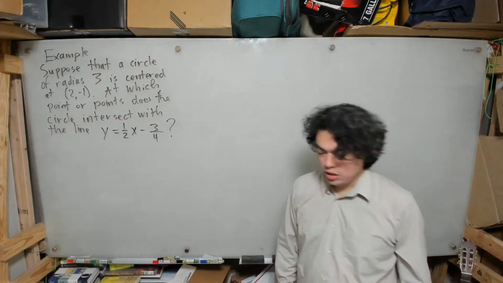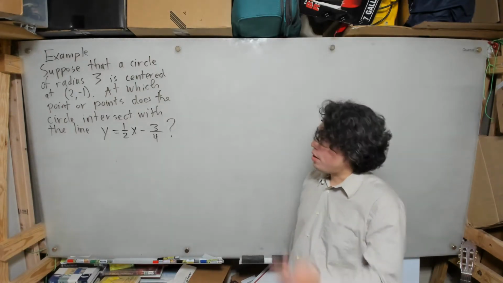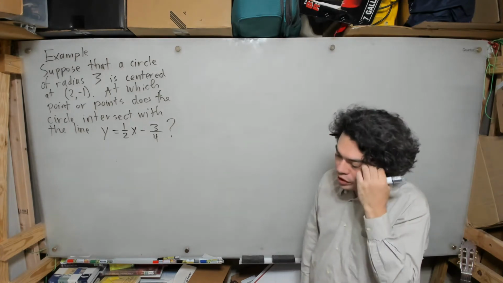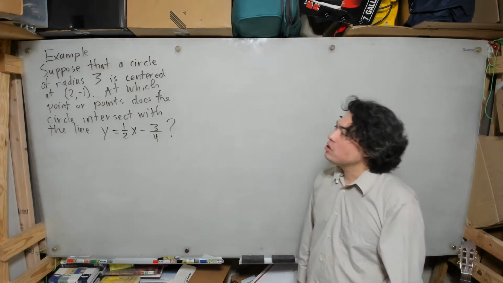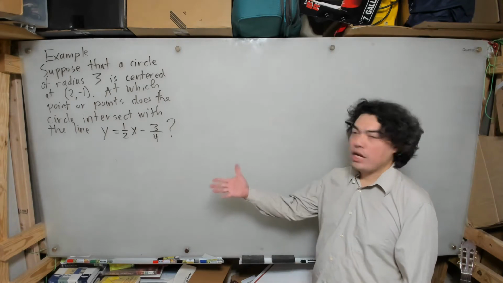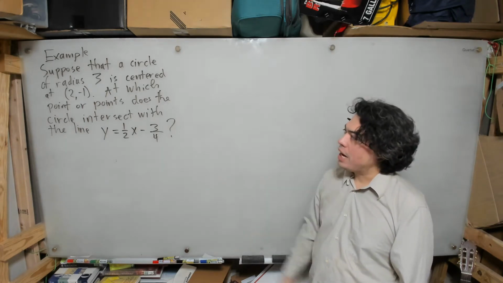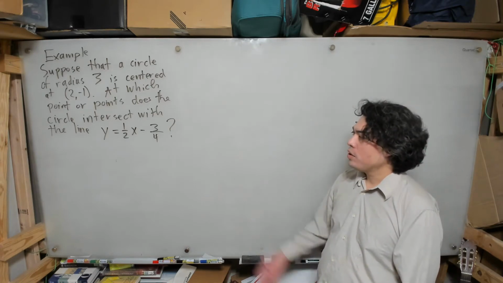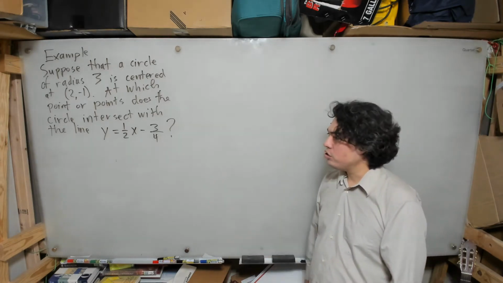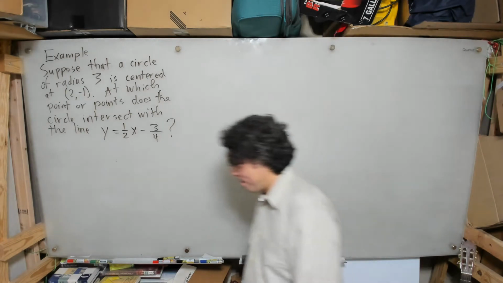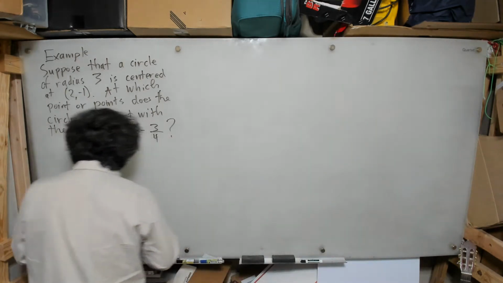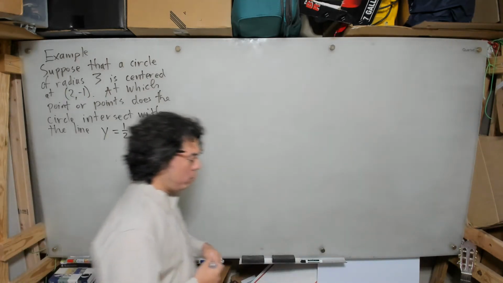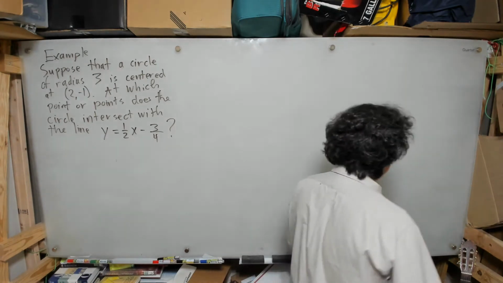Hello. So now we're going to do another exciting problem here. The question now will be, suppose that we have a circle of radius 3 centered at the center (2, -1). At which point or points does the circle intersect the line y equals 1/2 x minus 3/4?